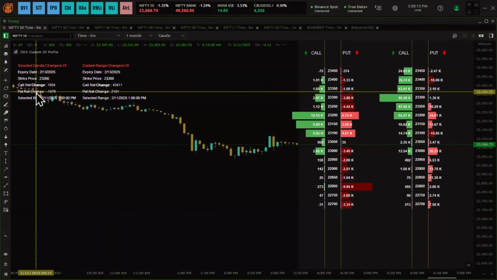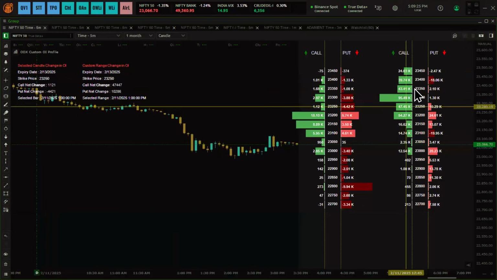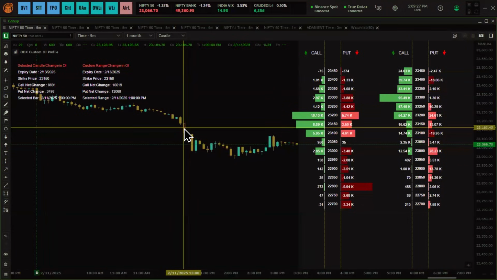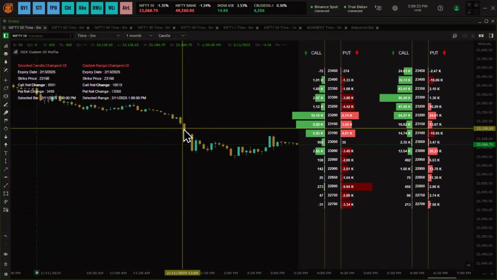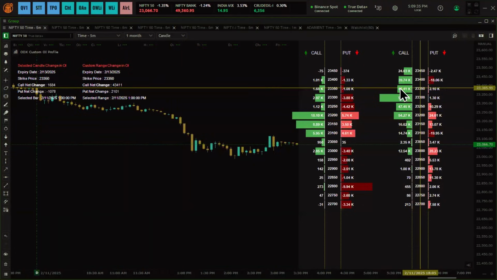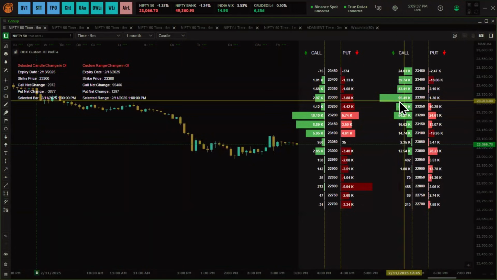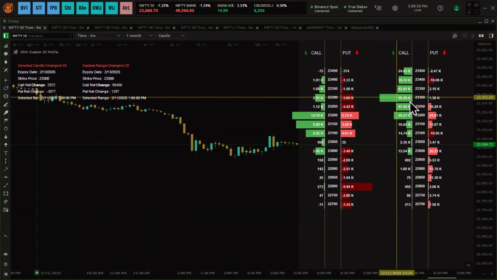Now remember, this is for intraday. The market starts around 9:15, right? Whatever data we get from the morning is represented here. So when I click on this particular candle, it is showing me the open interest data from 9:15 to 1, right? So you can see the highest open interest that has built up today.